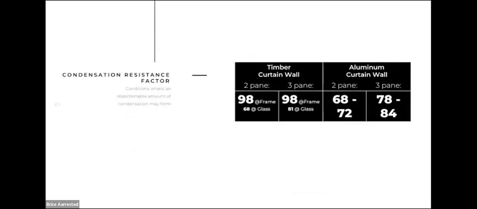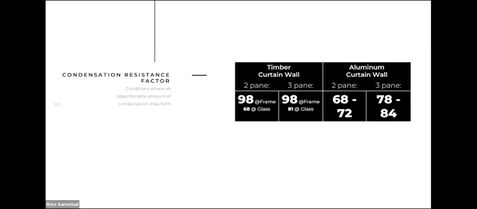The third aspect of looking at thermal performance is condensation resistance. Condensation is important to resist because if condensation is forming on an assembly, it's causing moisture to propagate somewhere in your system and could lead to failure of other components within your wall assembly. So reducing condensation just makes your building last longer.